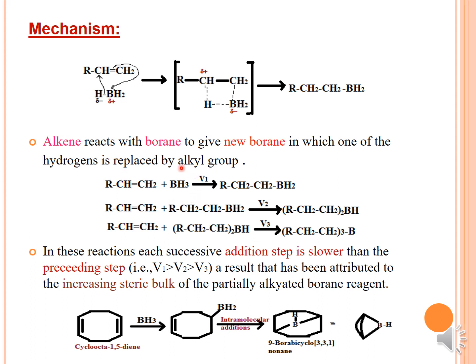Then moving on to the next point, an alkene reacts with borane to give new boranes. In the first step, you take a general alkene and treat it with borane, and you generate a monoalkyl borane. Only one alkyl group is present here. Again, if you take the alkene and treat it with the monoalkyl borane, you get the dialkyl borane. And again, if you treat the alkene with the dialkyl borane, that will give you the trialkyl borane.